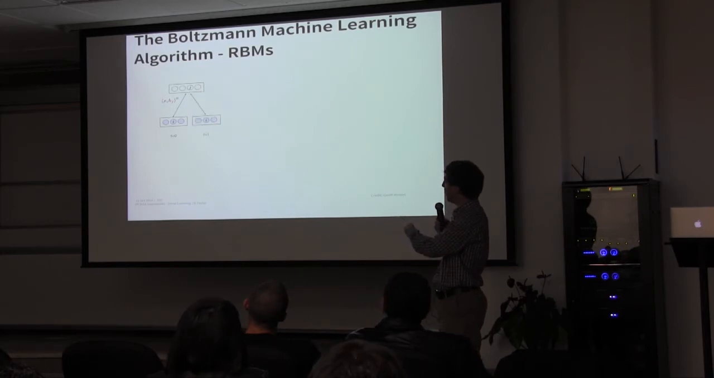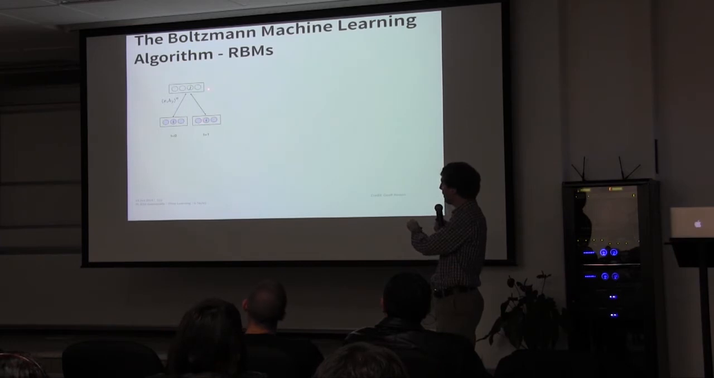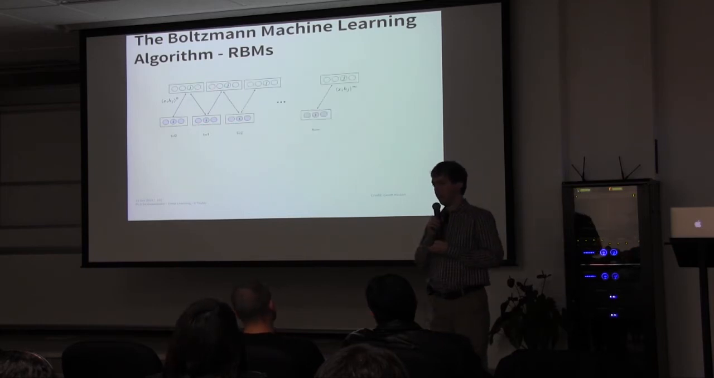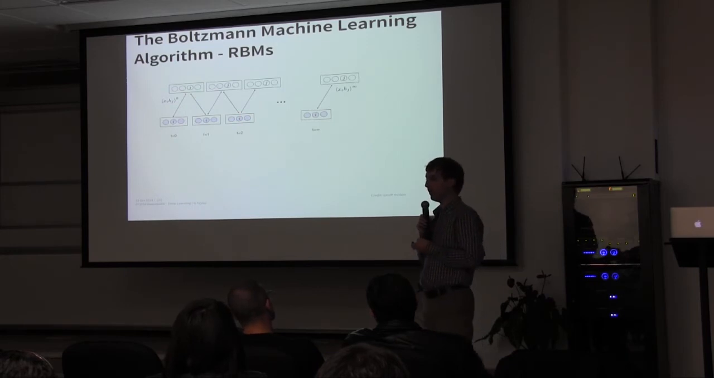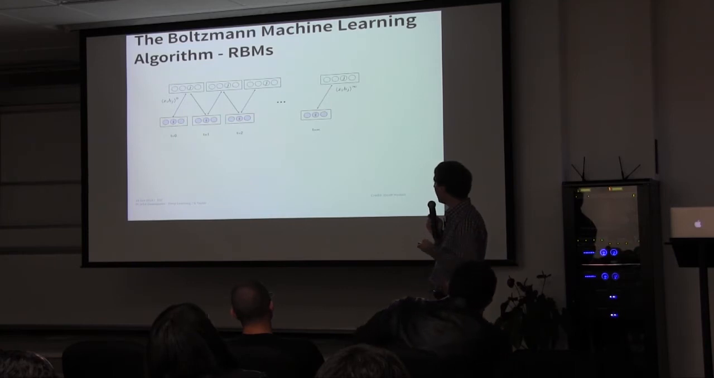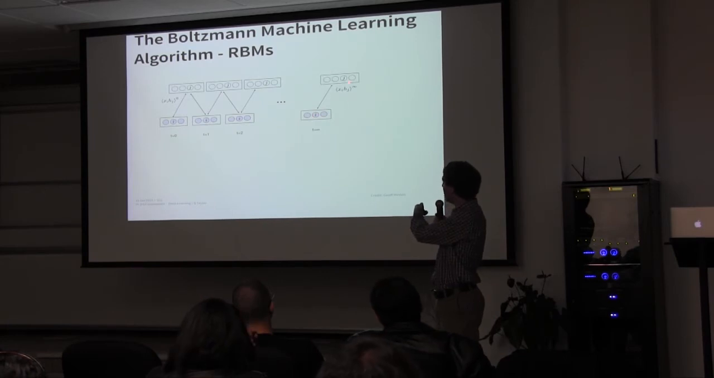Then we reconstruct the data. We use basically the same expression that we use for the hidden units to get a reconstruction. So given the hidden units, we can update each of the visible units in parallel. And then we go up one more time and infer the hidden units given the visible units, and we keep doing this. If we do this to infinity, this will give us a sample from the model. We've run this Markov chain to thermal equilibrium, and we now have a fantasy visible observation and a fantasy hidden observation.